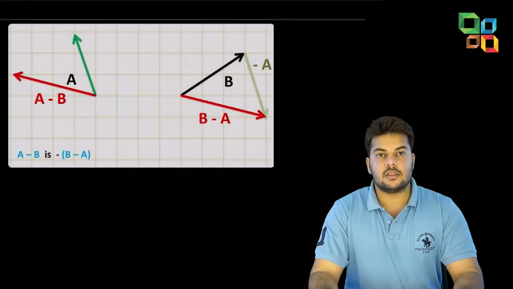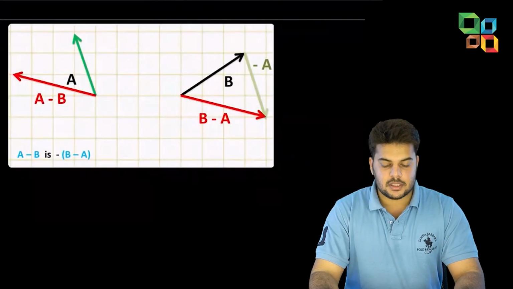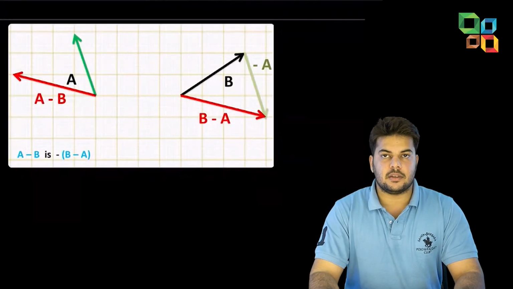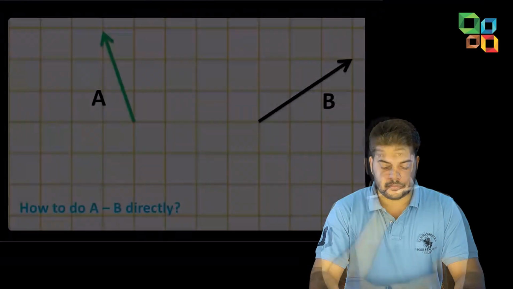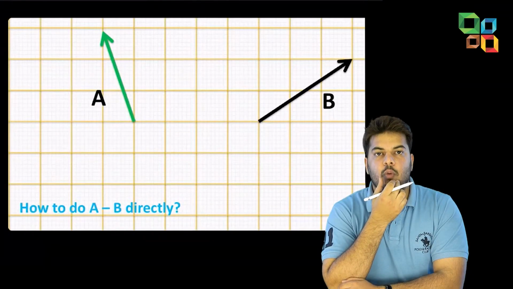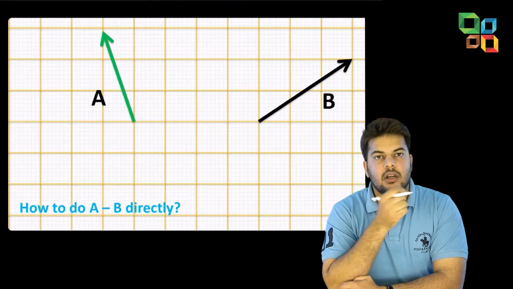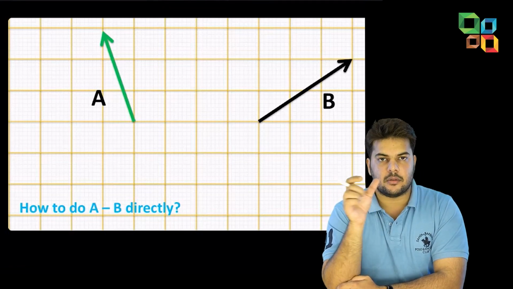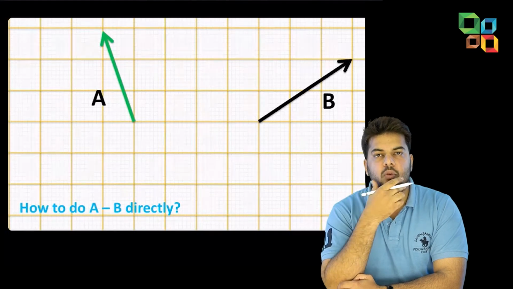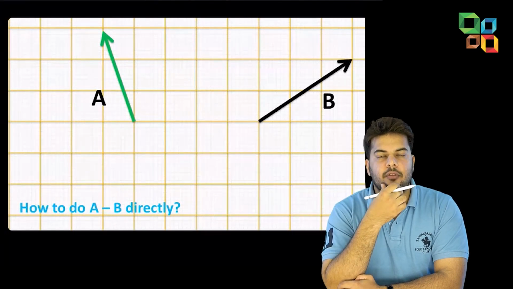So we have seen this. A minus B is negative B minus B, isn't it? Yes. How to do this directly? What do I mean by directly? Before, in the previous method, I had to flip the B vector, isn't it? I had to flip the B vector and do all the... Without flipping, how would you do it? Without flipping, can you do that?